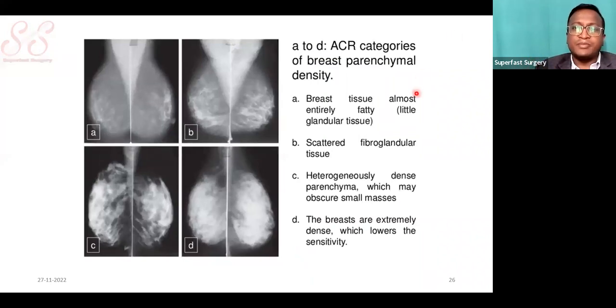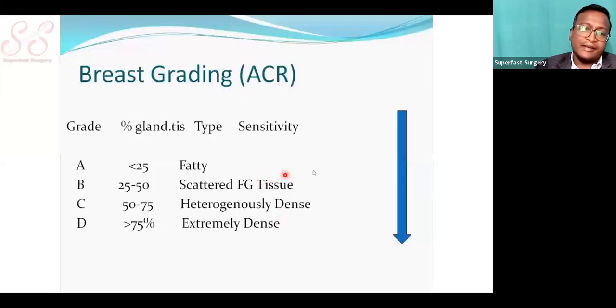Breast parenchyma density is basically categorized according to ACR into four categories A, B, C, D. These are complex things to remember, but the easy way is D is for dense. So ACR category D represents dense breast, while ACR category A represents fatty breast. That is elderly. D is for dense, for young women. Now in between is the B and C. Once we have this ACR grading, when the glandular component is less than 25%, it is grade A. While if the glandular component is more than 75%, that is grade D, extremely dense breast.